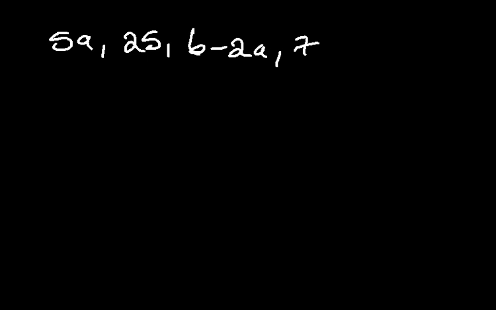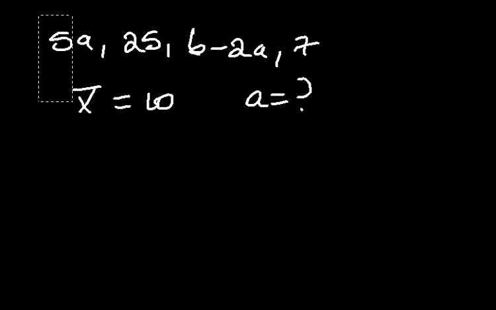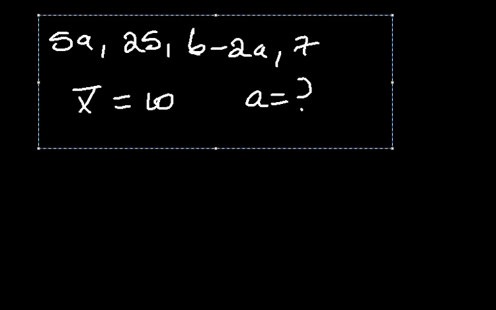Let's say we have the data values given as 5a plus 2, 5, then 6 minus 2a, and 7. Now, given that the average of these data values is 10, what is the value of a? And also do the same as well. Try to do that at your own time.